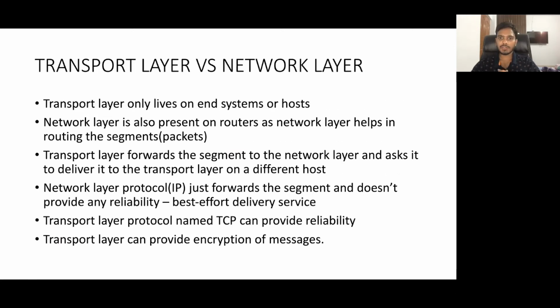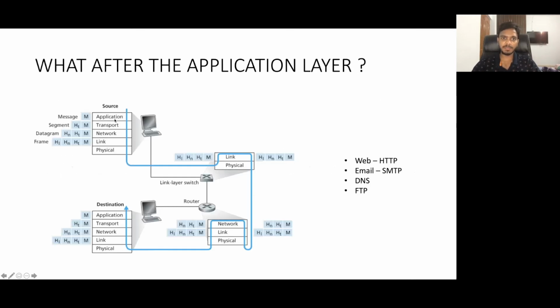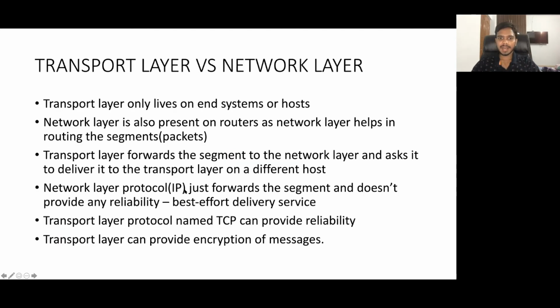Now the transport layer forwards the segment to the network layer and asks it to deliver it to the transport layer on a different host. That's what the transport layer does. First the application layer will pass the message to the transport layer. Then the transport layer will encapsulate the message with its own headers and pass this segment to the network layer. It will ask the network layer to forward the segment from here to the destination machine. And the network layer, IP, just forwards the segment and does not provide any reliability. It makes a best effort delivery service.